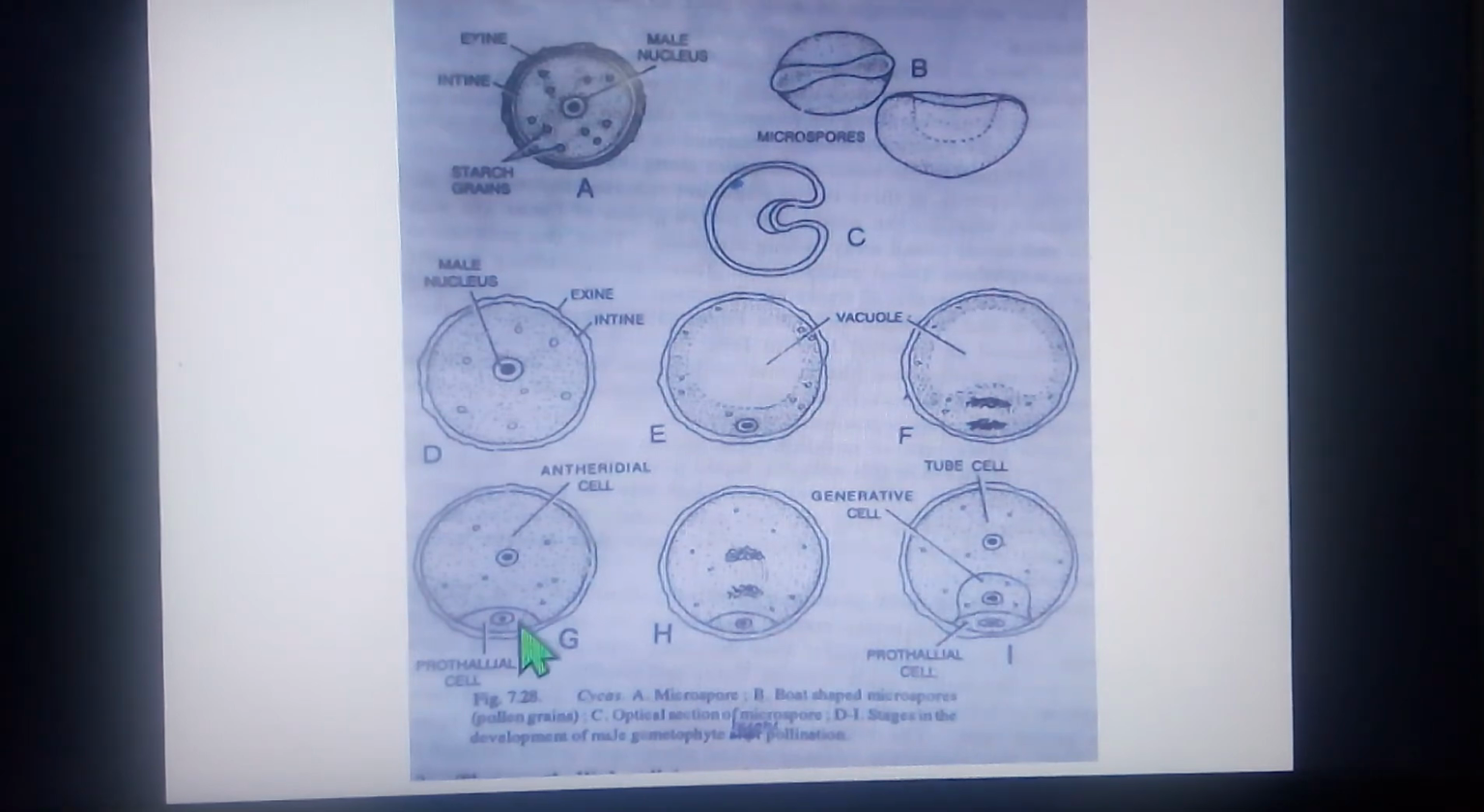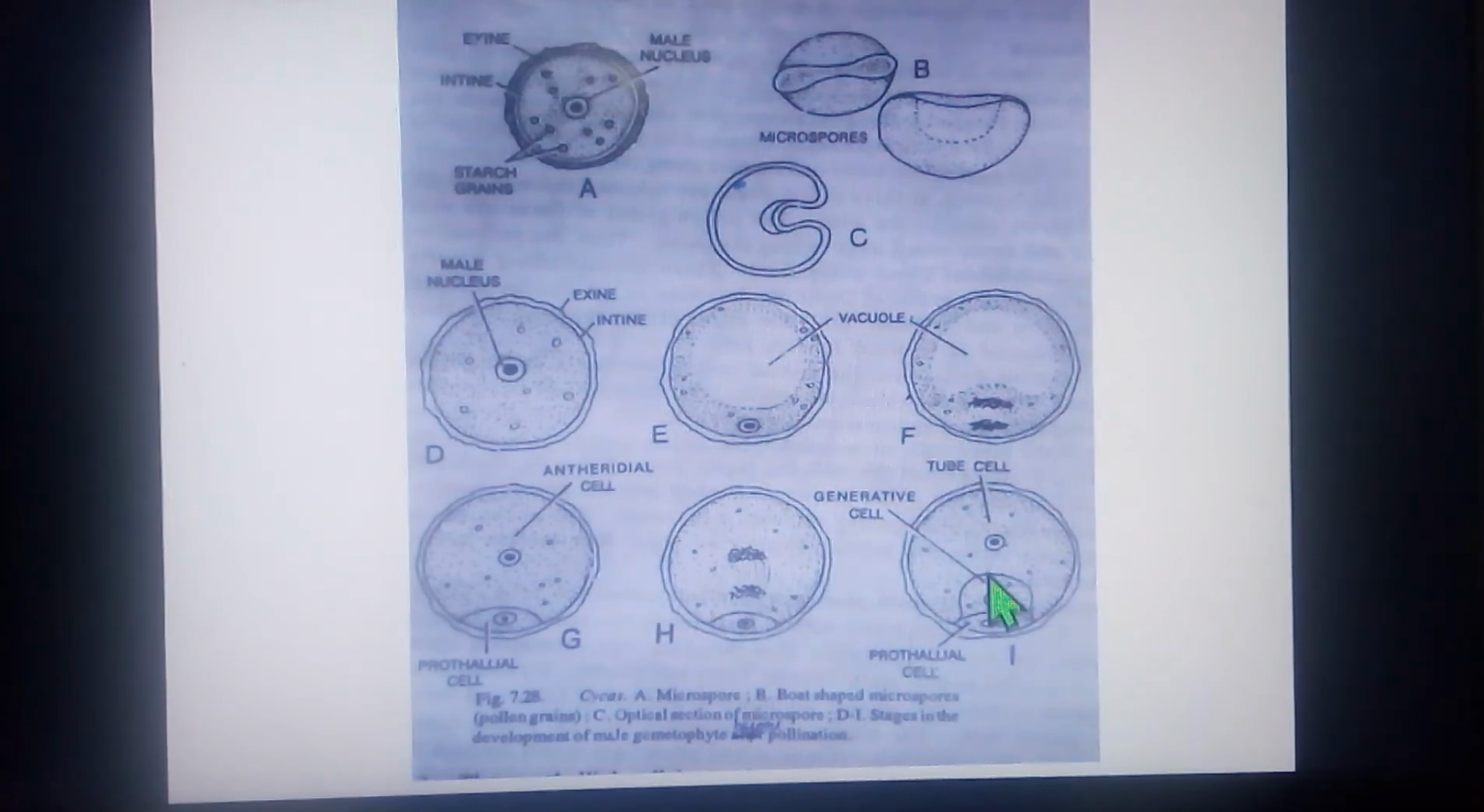So the prothallial cell does not divide any further, it remains as it is, whereas the antheridial cell will give rise to a small generative cell and a larger tube cell. Now the generative cell has a small nucleus and lies in very close contact with the prothallial cell, whereas the tube cell, on the other hand, has a large nucleus and occupies a greater area.